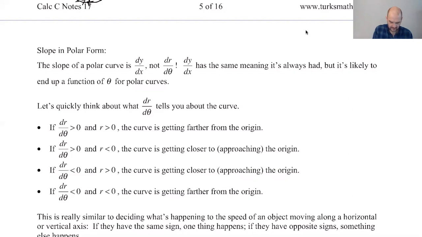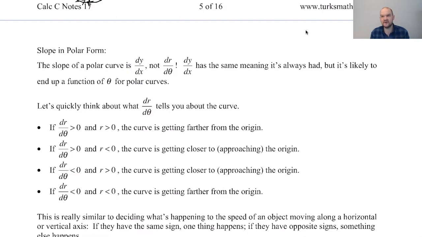So the slope of a polar curve is still dy dx, right? That's the slope of the tangent line. I was going to say rate of change, but I'm not 100% sure what I would mean by that. So let's be really careful and just say the slope of the tangent line to a polar curve is still dy dx, even though there's no y or x, right?